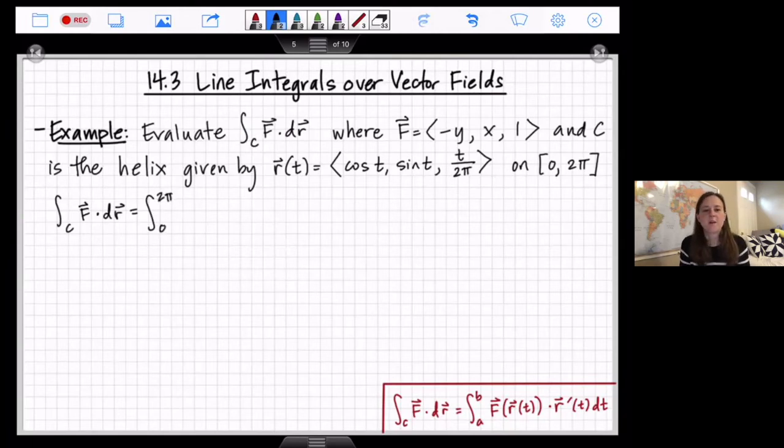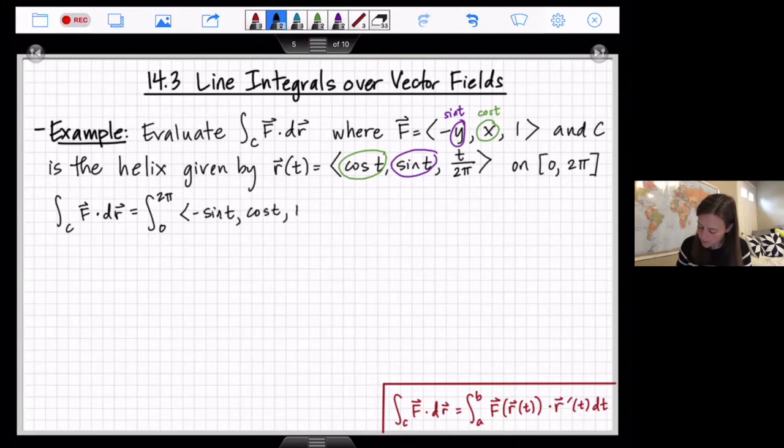Next, we're going to plug in our parameterization into the vector field. All right, so my parameterization has x component of cosine t. So I'm going to plug that in for x in the vector field. My y component is sine t. So I'm going to plug that in the x component up here, sine t. And the z component of the vector field is just 1. There's nothing to plug in there. All right, so the F of r of t part of this is going to be negative sine t, comma, cosine t, comma 1. And then we're going to dot that with r prime of t.